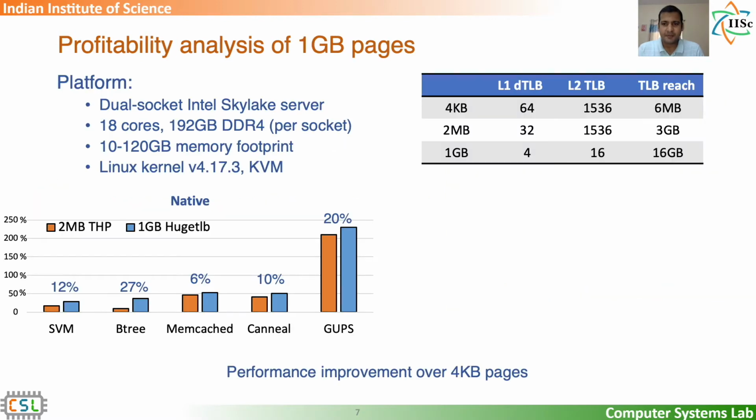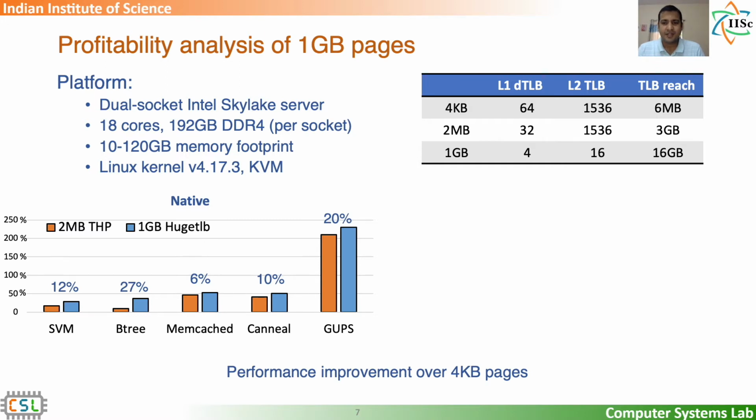We analyze the profitability of 1 GB pages over 2 MB pages by allocating them via the static allocation method of Linux, that is hugeTLBfs. We analyzed several large memory applications, including key value stores, machine learning, and HPC workloads on a real Skylake machine that has 192 GB memory and 18 cores per socket. The system provides TLB coverage of 6 MB and 3 GB with 4 KB and 2 MB pages, and of 16 GB with 1 GB pages.